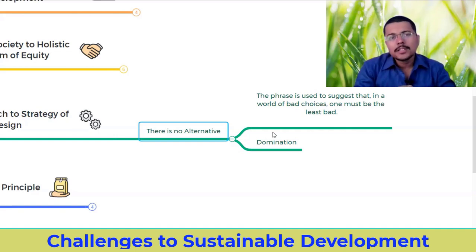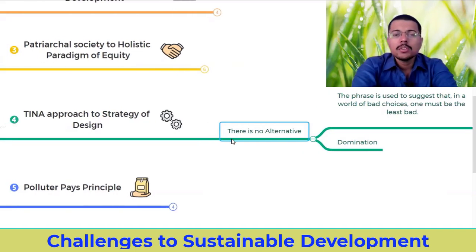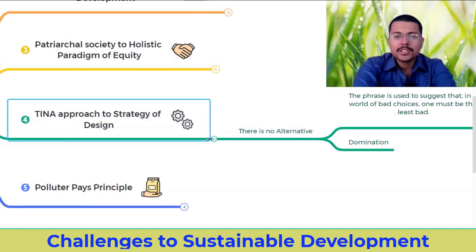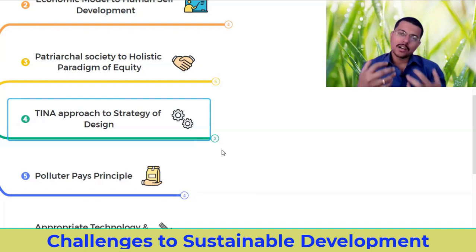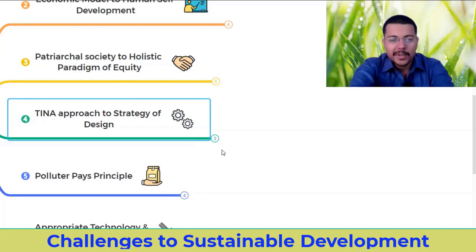But this is an approach of domination where the pursuit of finding better options gets stopped completely. That's why we need to find a way to have a strategy of design, because it's our choices that have produced the results that we are getting today. So it's in our control to get solutions as well.